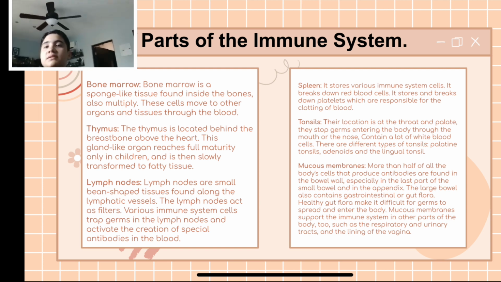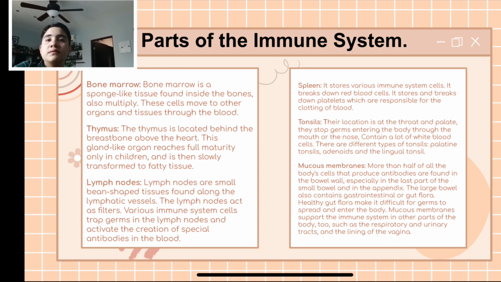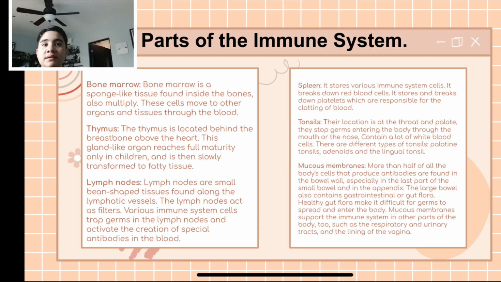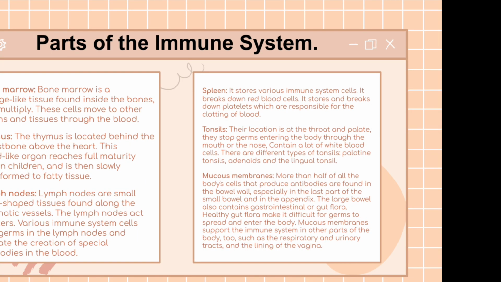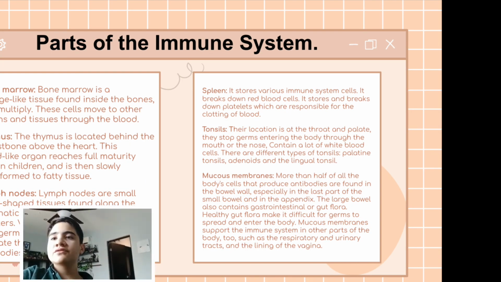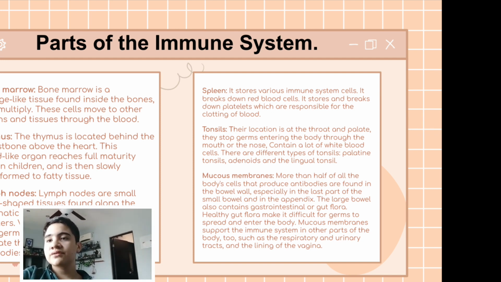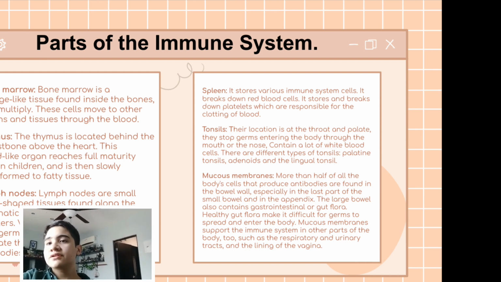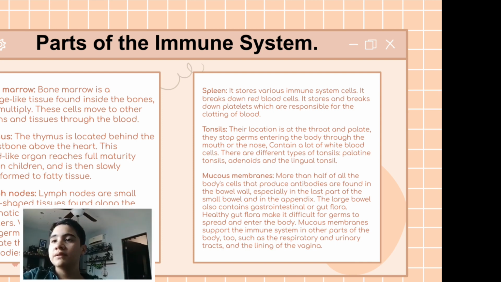Lymph nodules. Lymph nodules are small bean-shaped tissues found along the lymphatic vessels. The lymph nodules act as filters. Various immune system cells trap germs in the lymph nodules and activate the creation of special antibodies in the blood. Spleen. It stores various immune system cells and breaks down old red blood cells. It also stores and breaks down platelets, which are responsible for clotting the blood.